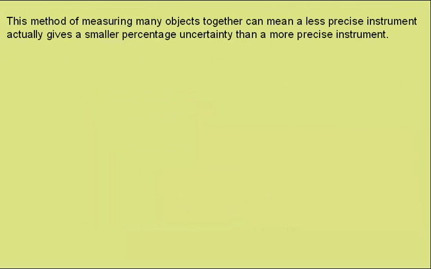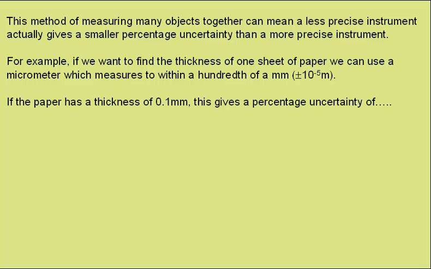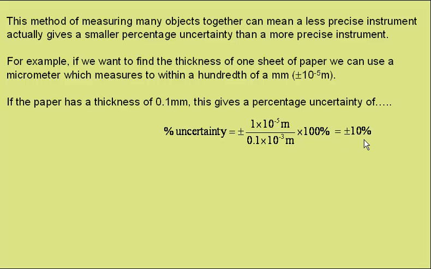This method of measuring many objects together can mean a less precise instrument actually gives a smaller percentage uncertainty than a more precise instrument measuring one object. For example, if we want to find the thickness of one sheet of paper, we can use a micrometer which measures to within 1/100 of a millimetre. This is plus or minus 10 to the minus 5 of a metre. If the paper has a thickness of 0.1 millimetres, this gives a percentage uncertainty of 1 times 10 to the minus 5 metres over 0.1 times 10 to the minus 3 metres, the thickness of the paper, multiplied by 100. This is plus or minus 10%.